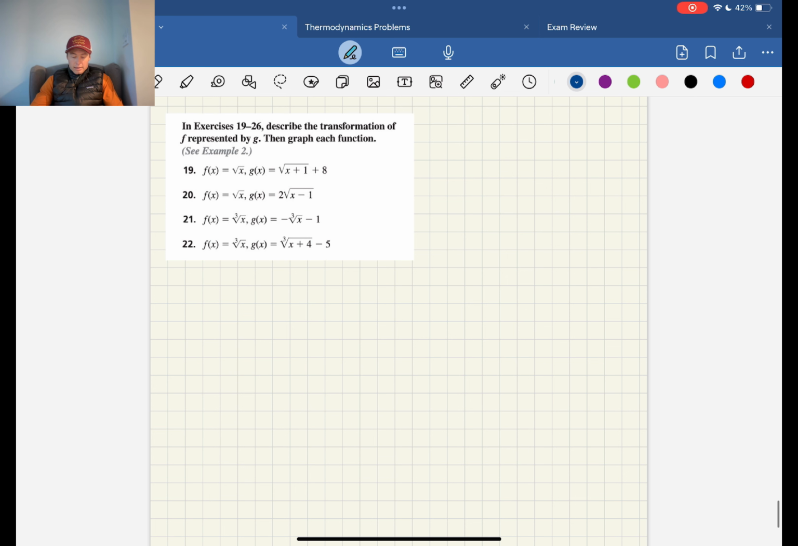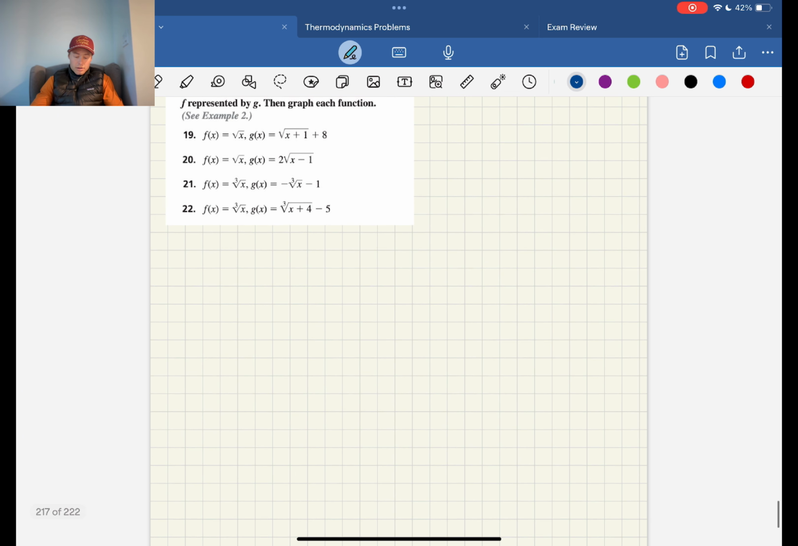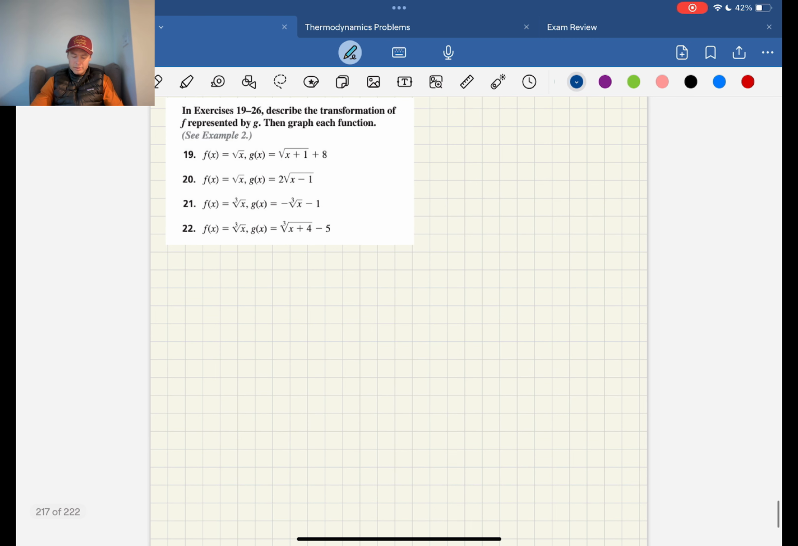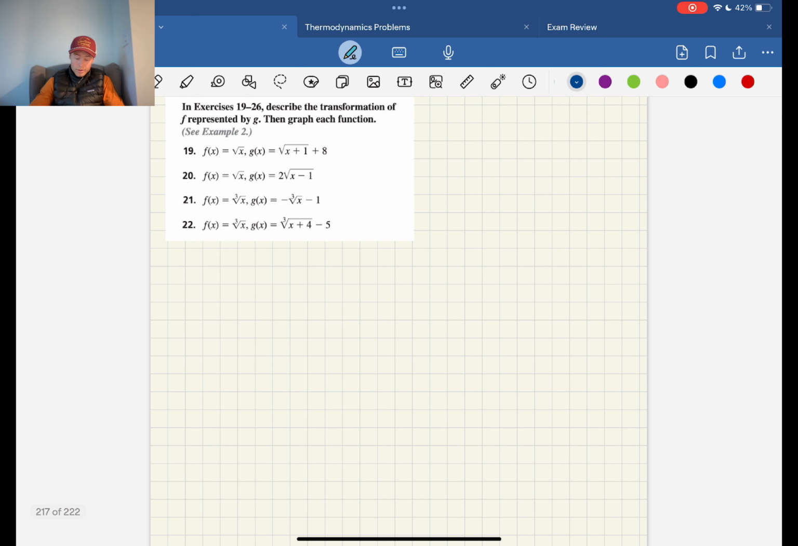Okay, in these exercises, we want to describe the transformation, and then we want to graph the function. All right, so I'm not going to graph every single one of them just because there's a lot, but let's talk about the transformation for each.